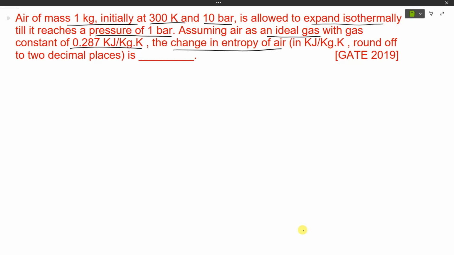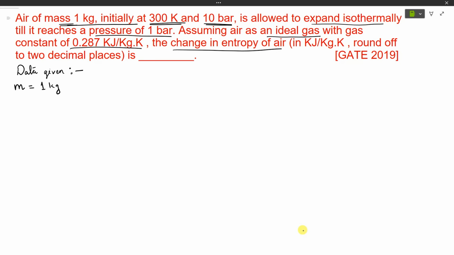So before we start solving the given numerical, let's understand the statement of the numerical with the given data. Let's write down the data given in the question. The first data given is air of mass 1 kg. So let's consider mass to be m, that is equal to 1 kg. Air of mass 1 kg initially at 300 Kelvin and 10 bar.